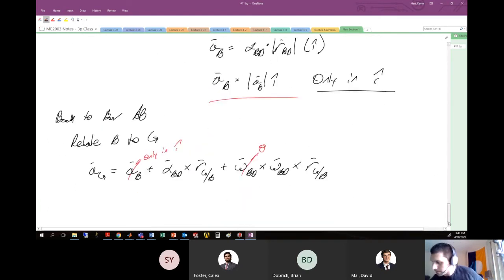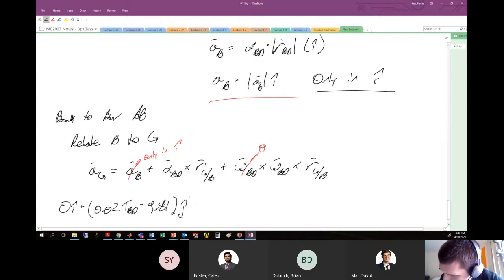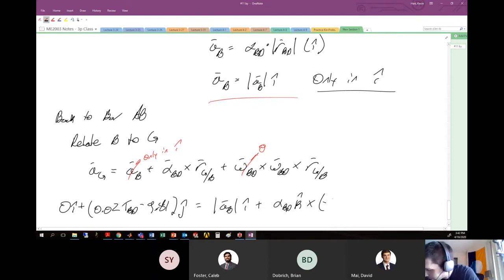So let's write that straight away on the left-hand side. Acceleration of G, this is 0 in the i, plus this quantity 0.02 T_BD minus 9.81 j hat. This will be equal to the magnitude of the acceleration of B, which is solely in i, plus the angular acceleration of BD, which is in k hat, crossed with the position vector locating G from B, which is negative 1.5 meters in i hat.